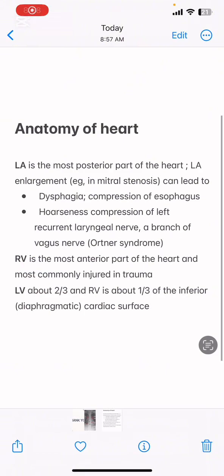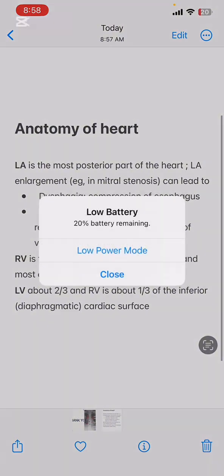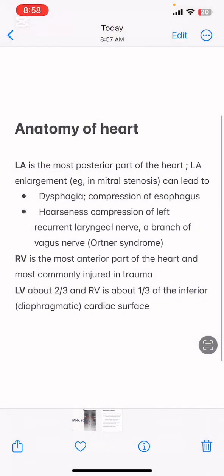So now I will tell you about the anatomy of the heart according to First Aid. Left atrium is the most posterior part of the heart. So most posteriorly the left atrium is present. Left atrial enlargement in mitral stenosis can lead to dysphagia, compression of the esophagus, and hoarseness of the voice, compression of the left recurrent laryngeal nerve, a branch of the vagus nerve, and it is, as I said, Ortner syndrome.